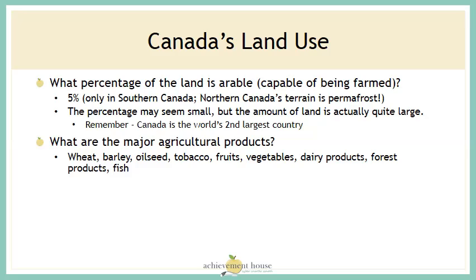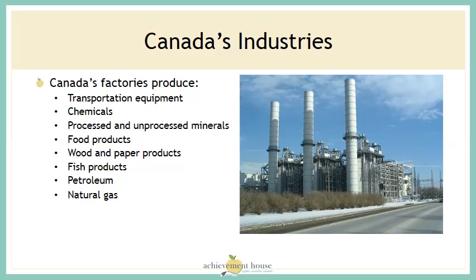What are the major agricultural products? Canada produces wheat, barley, oilseed, tobacco, fruits and vegetables, dairy products, forest products such as paper and timber, and fish. Canada also has a strong manufacturing industry. Canada's factories produce transportation equipment, chemicals, processed and unprocessed minerals, food products, wood and paper products from all that timber, fish products, petroleum, and natural gas.